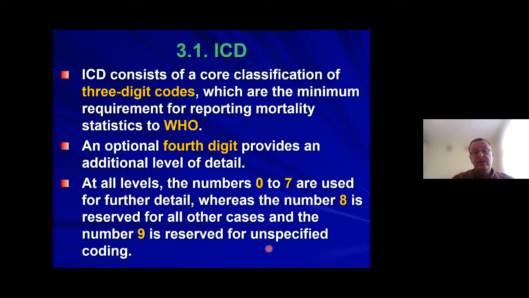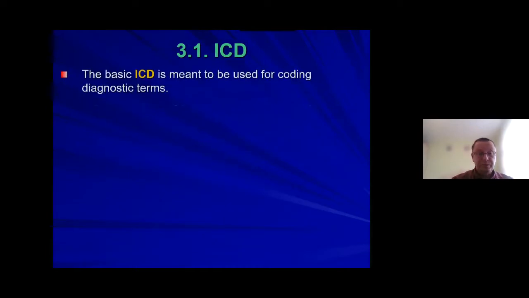So ICD consists of a code classification where the 3-digit code is the minimum required for reporting mortality statistics to the World Health Organization. The 4th digit provides additional details, and the numbers 0 to 7 are used for further detail. 8 and 9 are reserved.